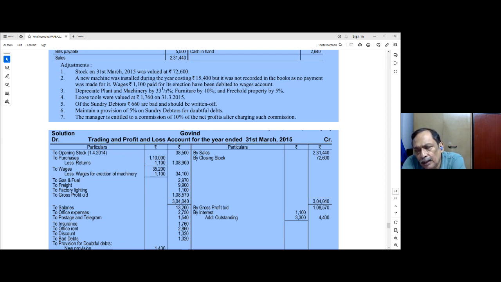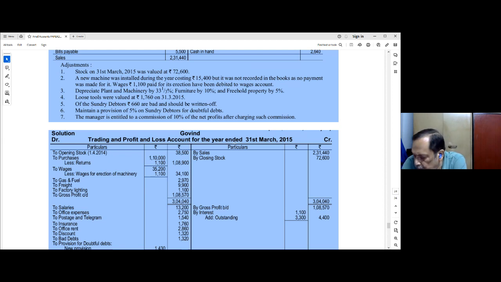Remember, while doing the rectification of errors, I have said, if any wages are paid for erection of plant and machinery, then these wages are to be capitalized. That is to be added with the cost of the asset. You cannot debit it to the wages account. Then it is given to depreciate plant and machinery, furniture and freehold property.